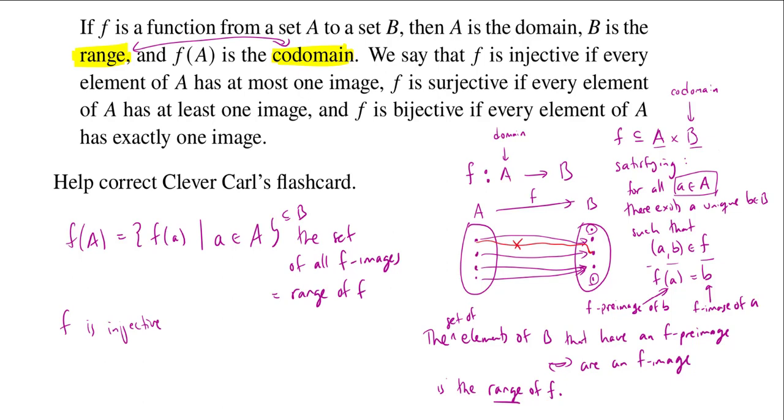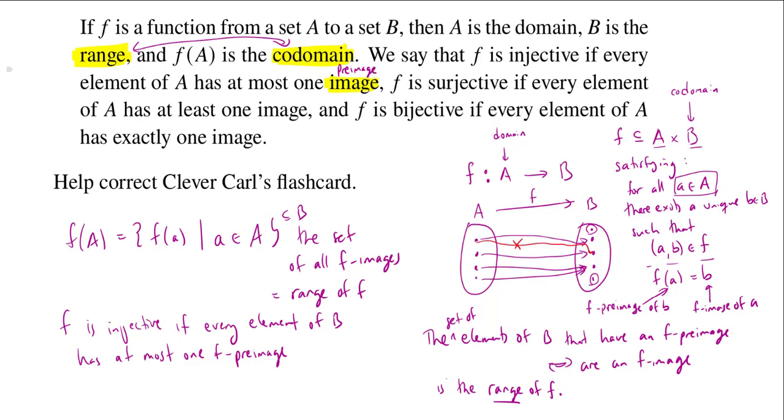No, no, no. Instead, f is injective if every element of B, so we're starting in the codomain, has at most one, well, we have to go backward. We're starting in the codomain, we have to go back to A, so it's going to be one F preimage. All right, so this here, this image, that actually should be preimage.